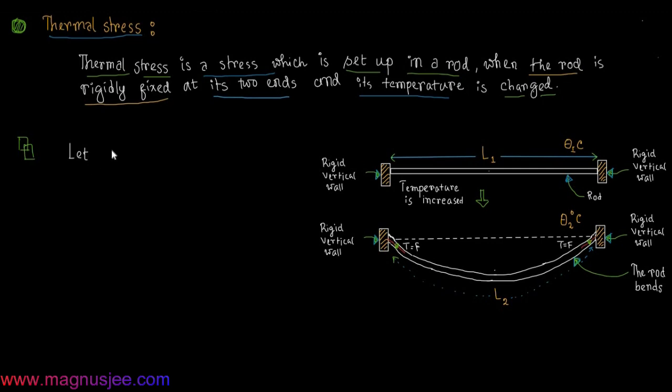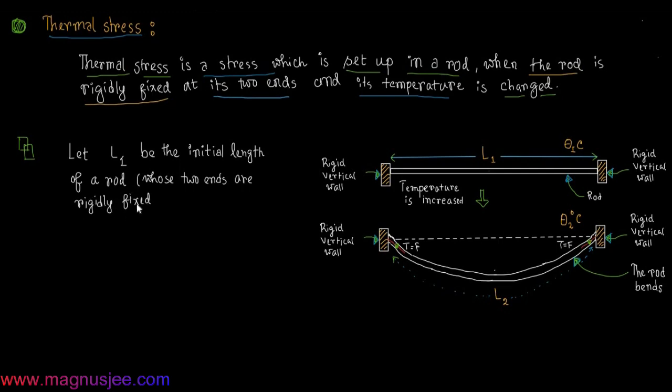Let L1 be the initial length of the rod at the initial temperature theta 1 degree C, whose two ends are rigidly fixed to the two vertical walls.